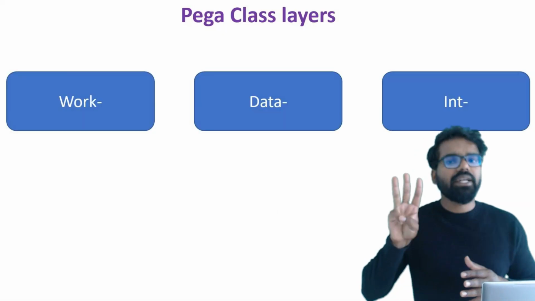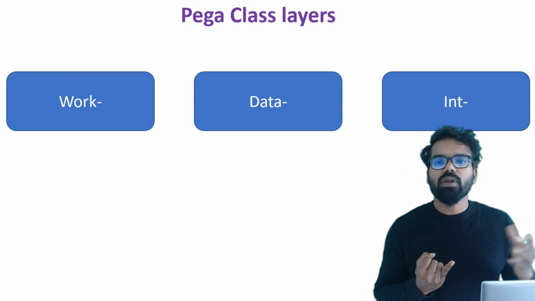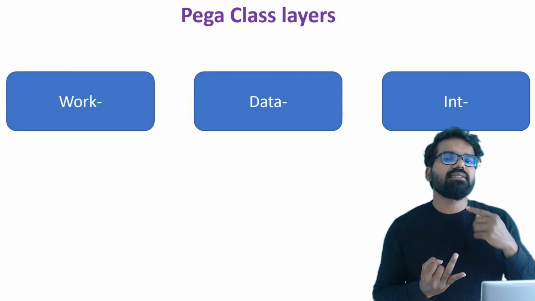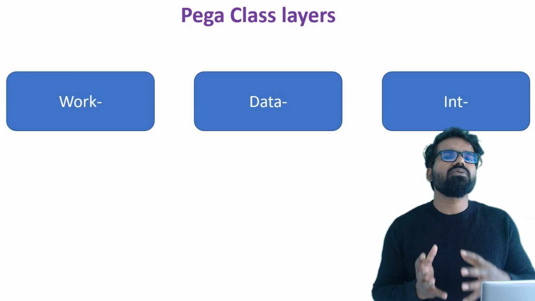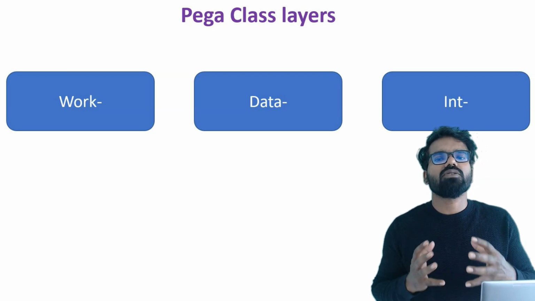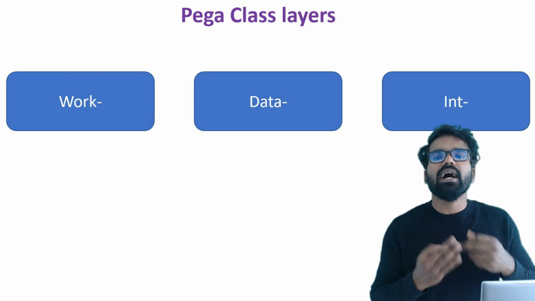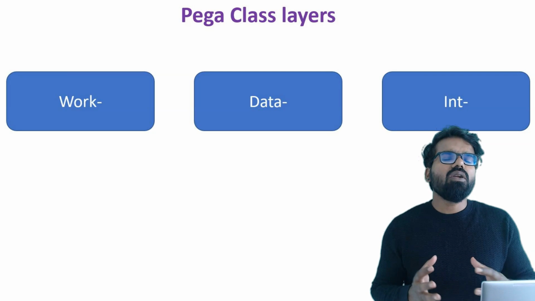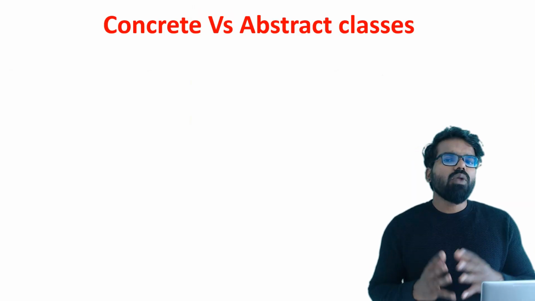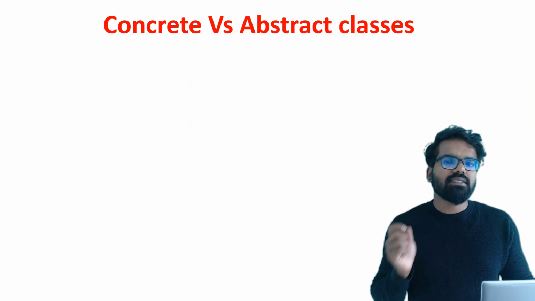We know there are three types of class layers. First is the work layer, which can hold all the work instances. Second is the data layer, which can correspond to data instances where the source can be the local storage, or we can also use this data layer to map external data. And third is the INT layer, which can hold all the integration related rules. Now let's look at some of the main decision points when we choose a concrete class or an abstract class.